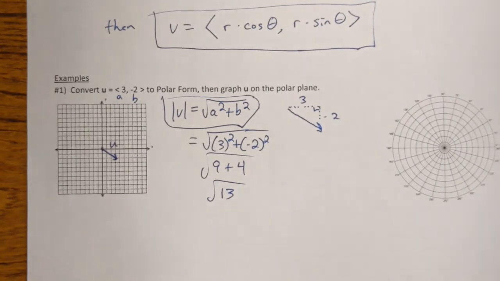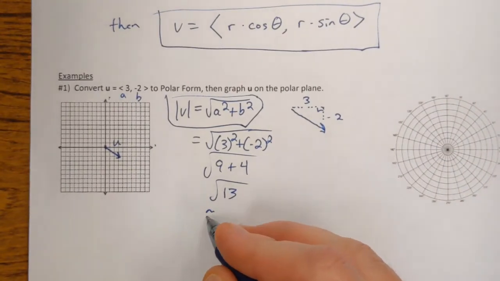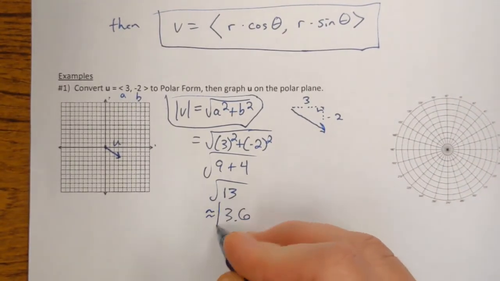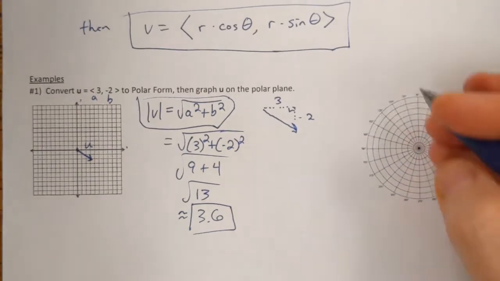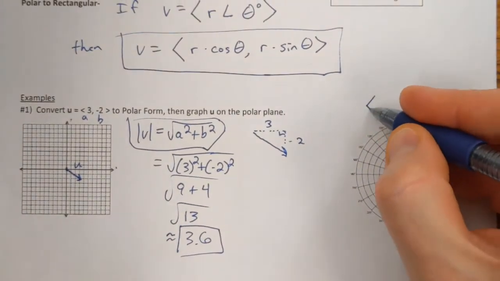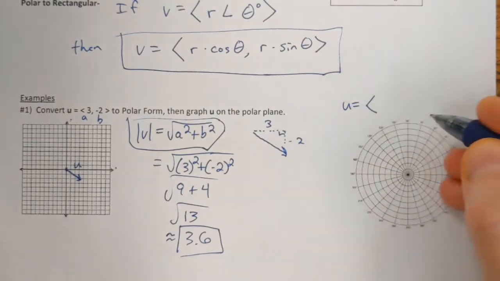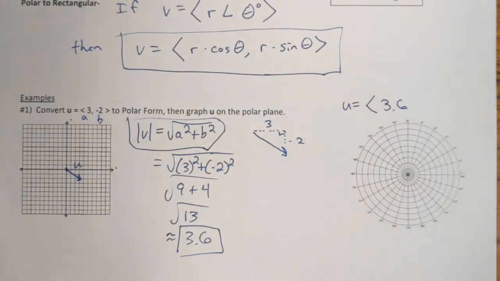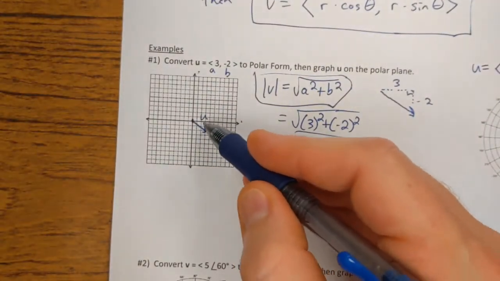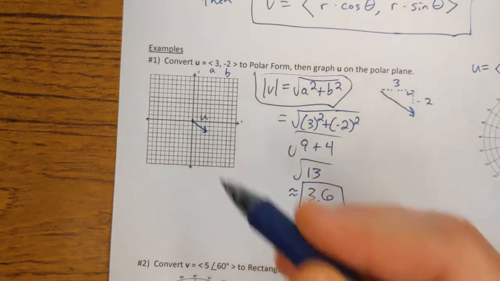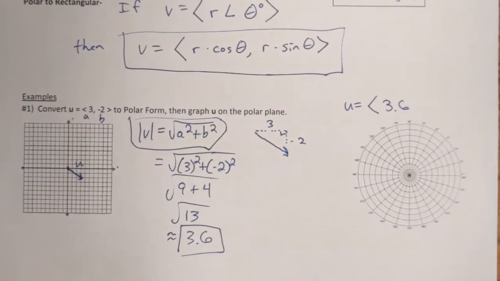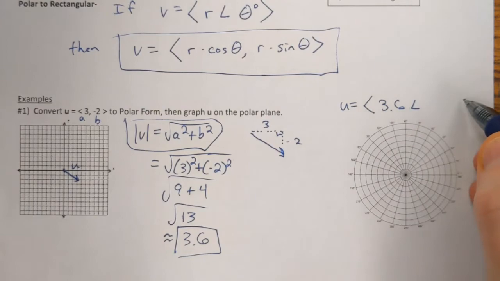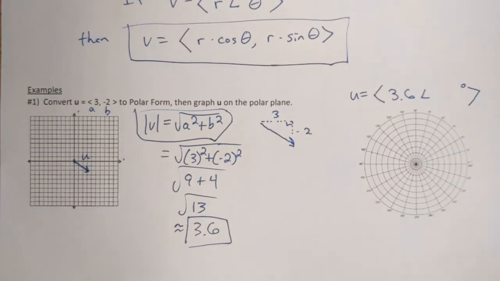All right, and the square root of 13, we'll round it to just one decimal place. It comes out to 3.6. And so the magnitude as a polar coordinate, the magnitude of this vector u is going to be 3.6. And that's how long this is. This is like the hypotenuse of a right triangle, which is its length is 3.6. Okay. Now the last thing I need to find then is the directional angle in degrees.